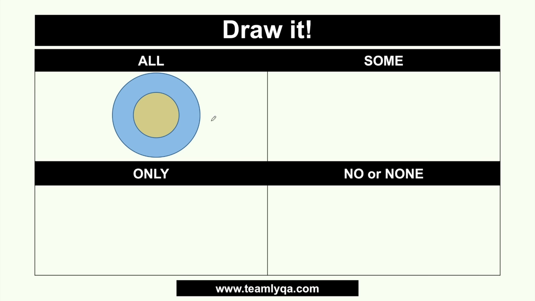Okay? Now, yung some naman, the some looks like this. Okay? Ano siya? Yung regular na Venn diagram na nakikita natin. So again, what that means is some of the blues are also yellow and some of the yellows are also blue. Pero itong all kasi, lahat ng all yellows are blue, ibig sabihin nasa loob siya ng mas malaking bilog.